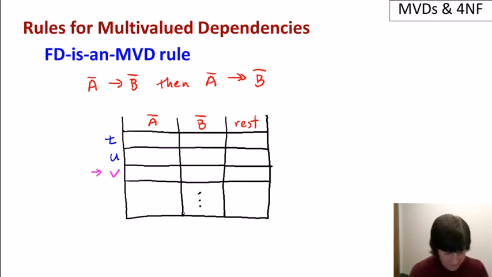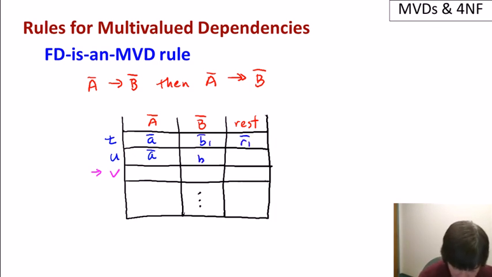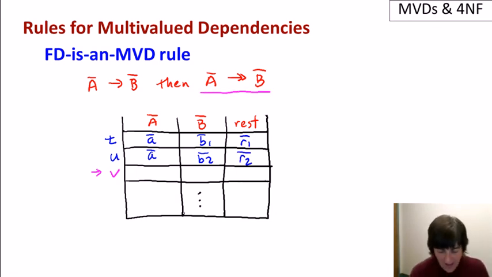So let's fill in some values first for the tuples. So let's say that we have A and A here. That's what we need for the equality of the A values. Then we have B1 and R1, and we have B2 and R2. And in order to prove this multi-value dependency, I need to prove that there exists a tuple V that has the same A value, that it has B1 from tuple T and R2 from tuple U.